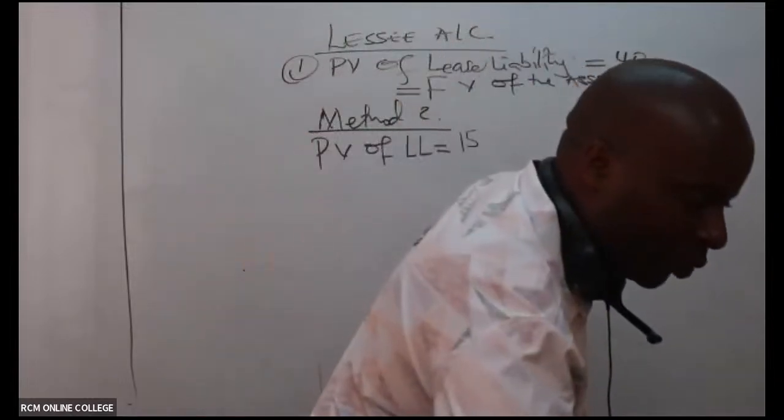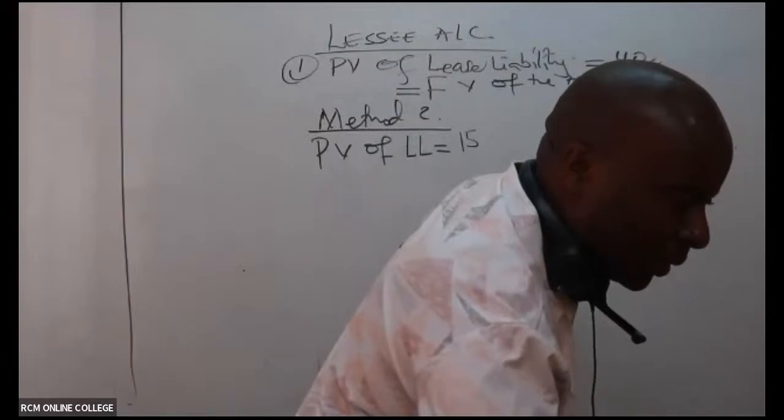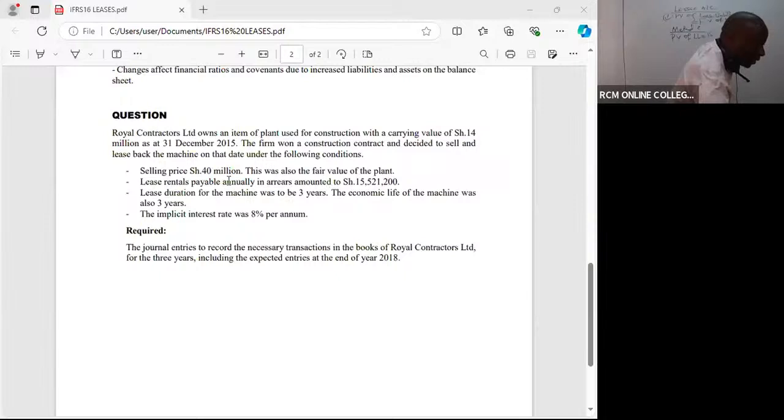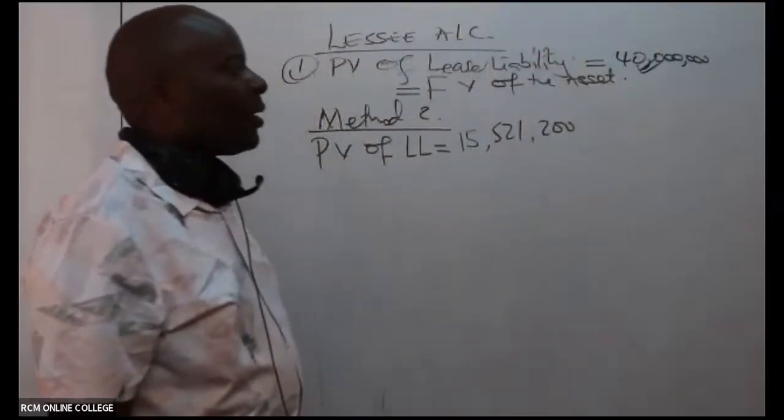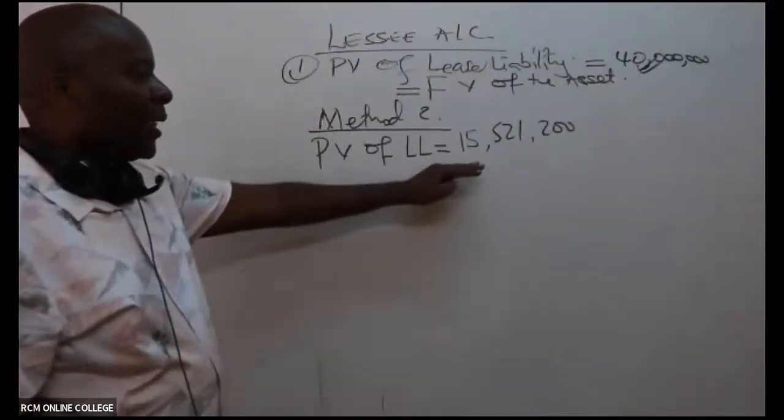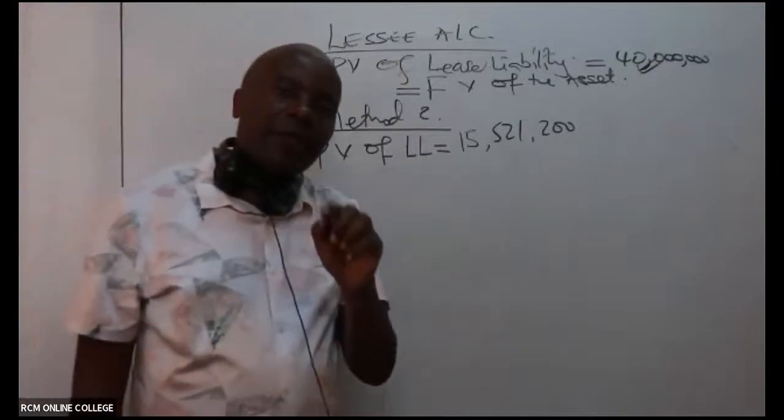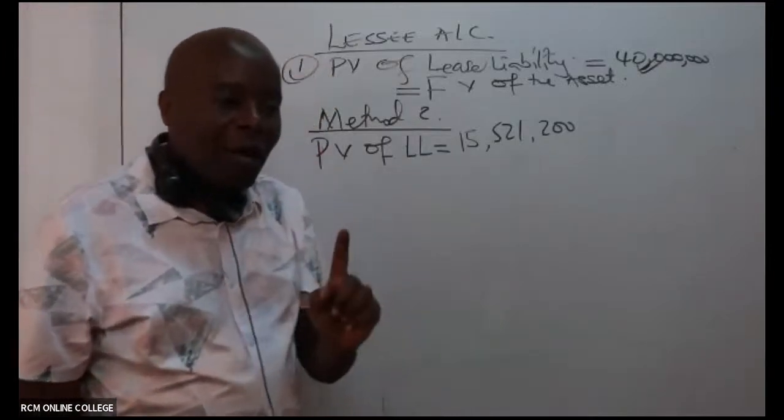Let me see, this figure looks ugly. They have given me a rental of 15, 521, 200. Lease rentals are 15,521,200. So please allow me to write this 40 million in full, because this other figure is very ugly and I may not want to cut the zeros. It will not look very nice. Let me just write it in full: 40 million. And this is now the lease rental. Now, this lease rental, ladies and gentlemen, remember they have told us clearly.